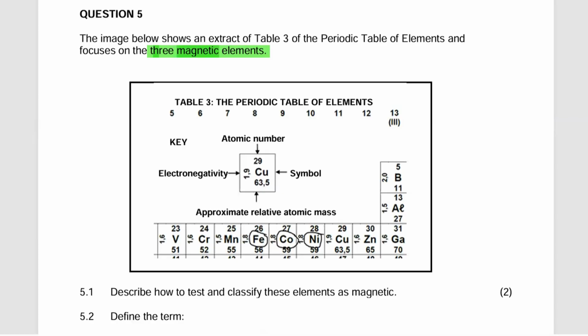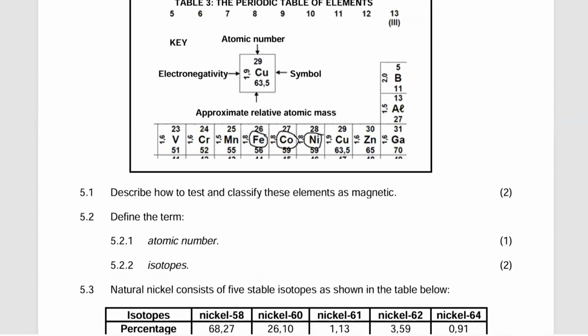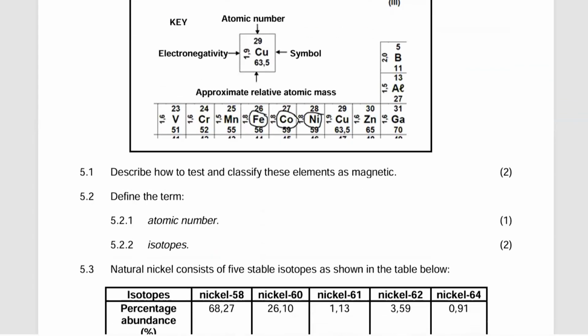So this is a small sample of the periodic table, just an image. Here, under question 5.1, we've been asked to describe how to test and classify these metal elements as magnetic. For it to be magnetic, it should be attracted to a magnet. So what should we use? It means we must make use of a magnet.